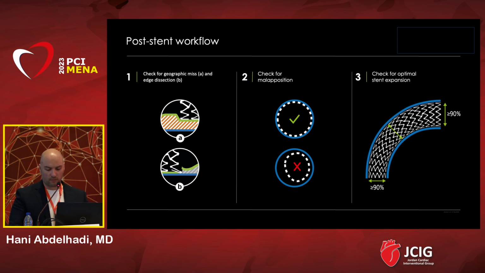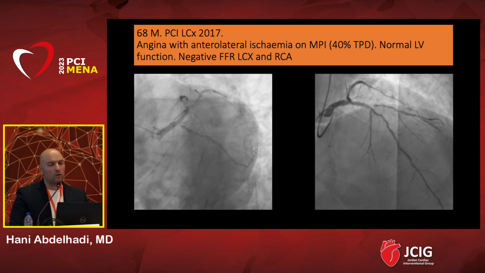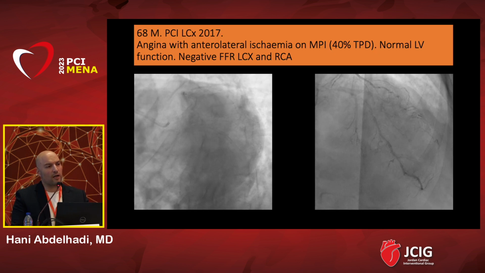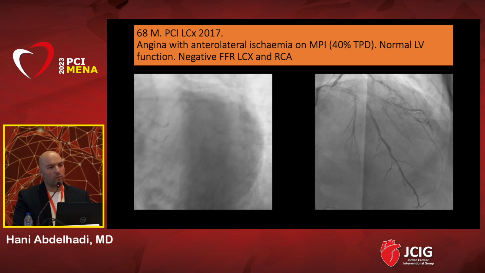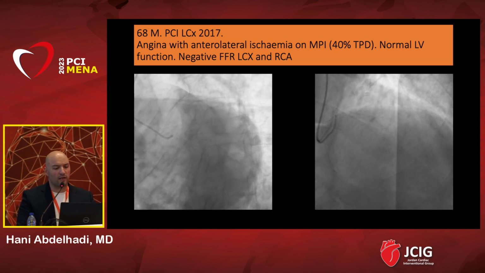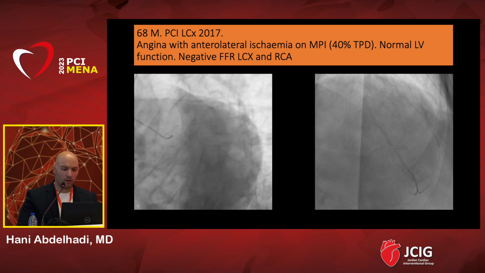We start off with a 65-year-old gentleman who's got limiting angina and massive anterolateral ischemia on perfusion scanning. He's got this LAD diagonal bifurcation disease. There's some disease in the circumflex, but it's got negative FFR. So we're focusing mostly on the LAD and diagonal.